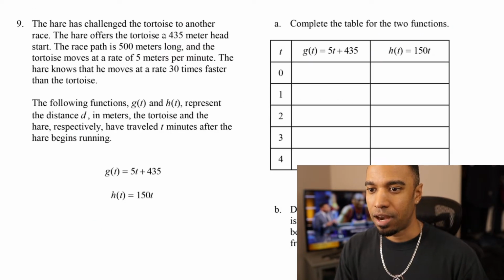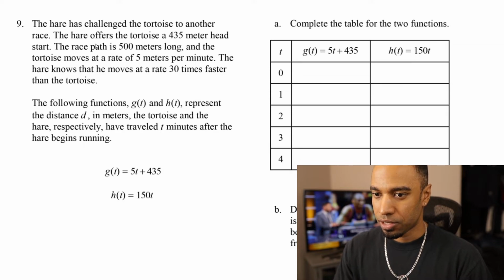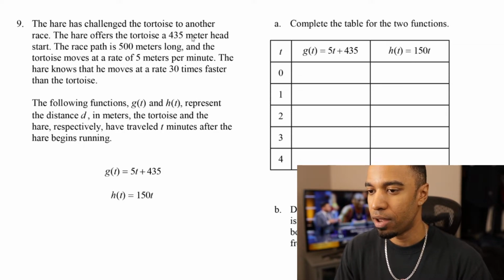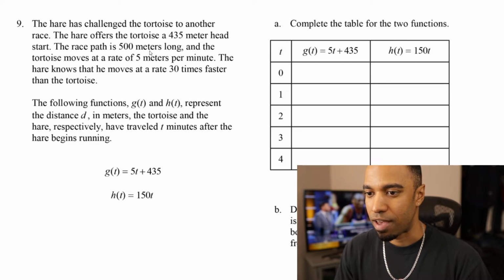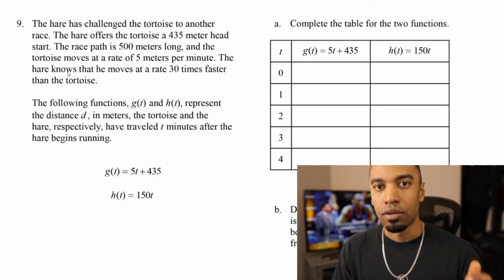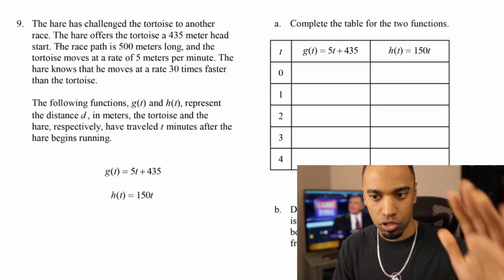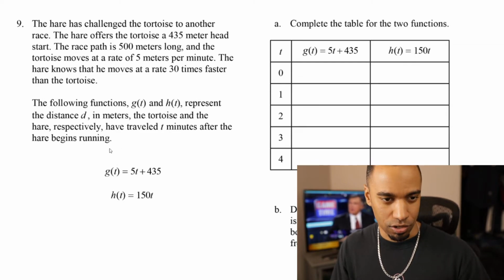All right, number 9, the hare has challenged the tortoise to another race. The hare offers the tortoise a 435-meter head start. It's generous. The race path is 500 meters long, and the tortoise moves at a rate of 5 meters per minute. The hare knows that he moves at a rate 30 times faster than the tortoise. Now, good news for you, again, this information is just telling it to you. There's a model right here.